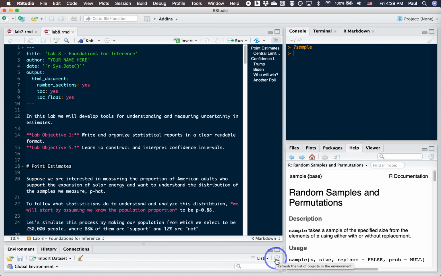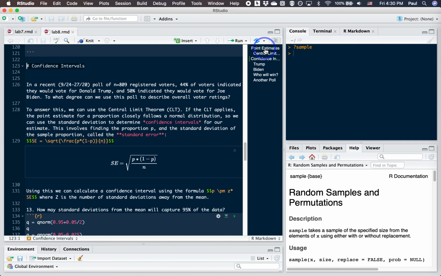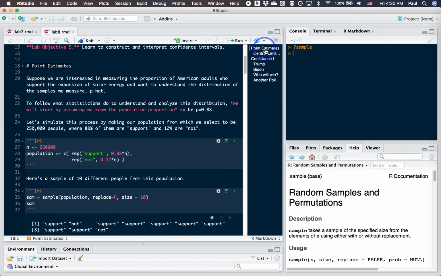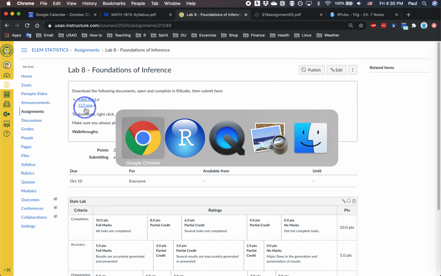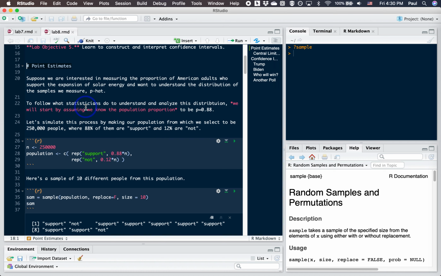In this video, we're going to start Lab 8 and cover the first section on point estimates, and then we'll continue in the second section on confidence intervals. For this lab, you will need to download both the lab and an image file, which contains a central theorem that we're going to be using in this development.